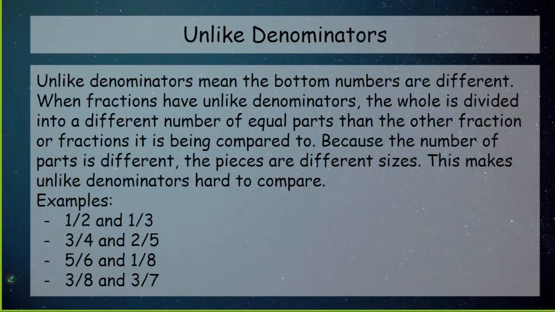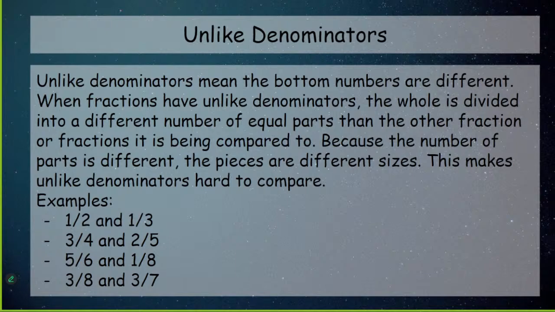Some examples are 1/2 and 1/3. 1/2 has a denominator of 2 and 1/3 has a denominator of 3. That means that they're unlike fractions because they have different denominators. If the denominators are unlike, that means the fractions are unlike. Another example is 3/4 and 2/5. 3/4 has a denominator of 4, and 2/5 has a denominator of 5. Therefore, they are unlike fractions.